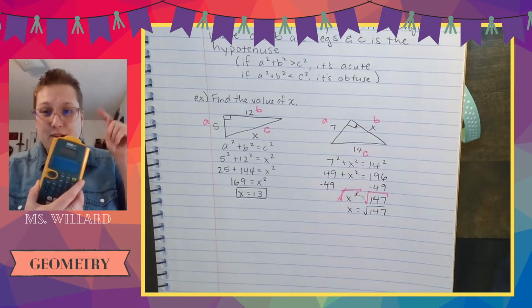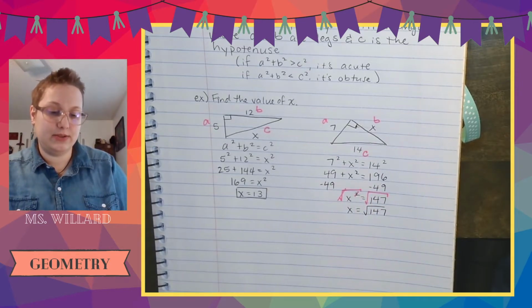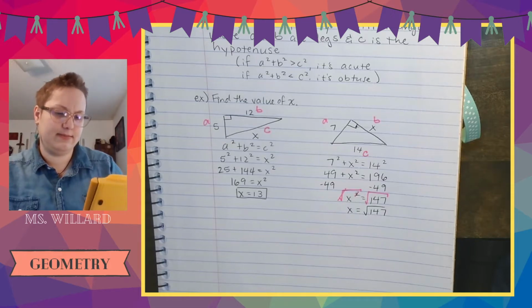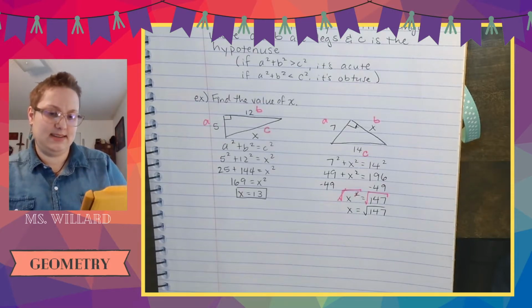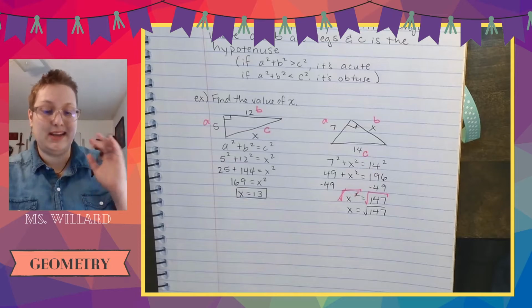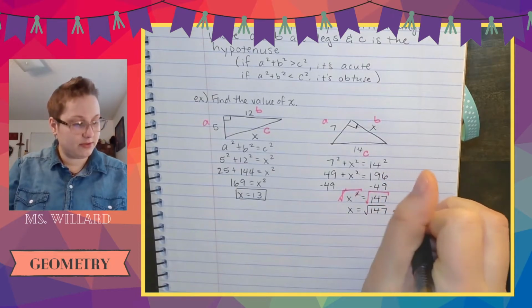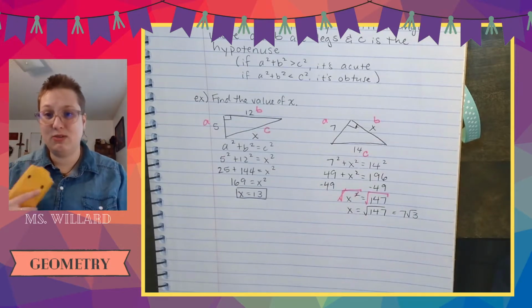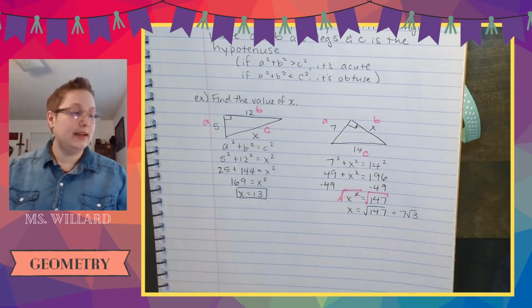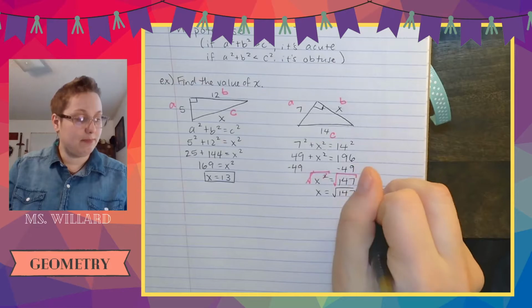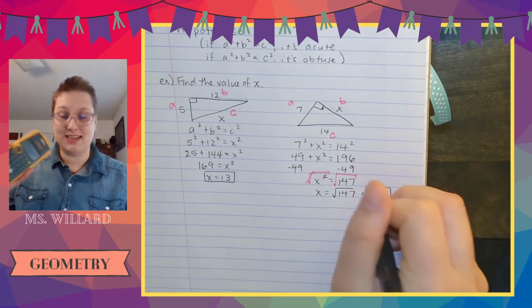If you have a yellow calculator and you do square root of 147, that's the green button and then the power 2. You get 7 root 3, which is a perfectly logical explanation for this. That's the one I would prefer, but we're in a pandemic. You don't have access to these all the time.